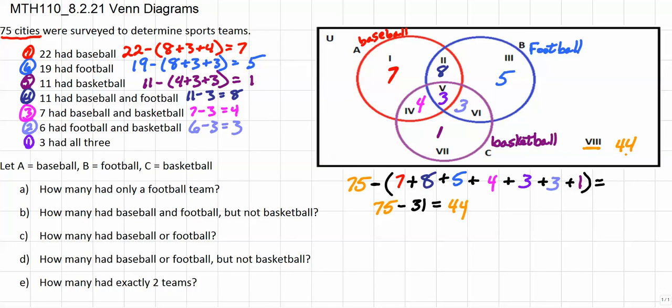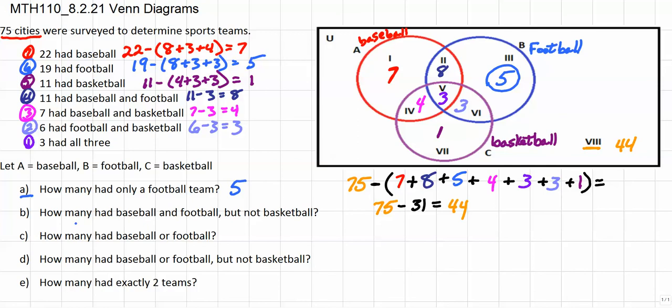Now we can go ahead and answer the questions, even though some of these have already been answered. We'll look at question A right here, which states how many had only a football team. And that's going to be this value right here, because there are only 5 cities that have football teams.